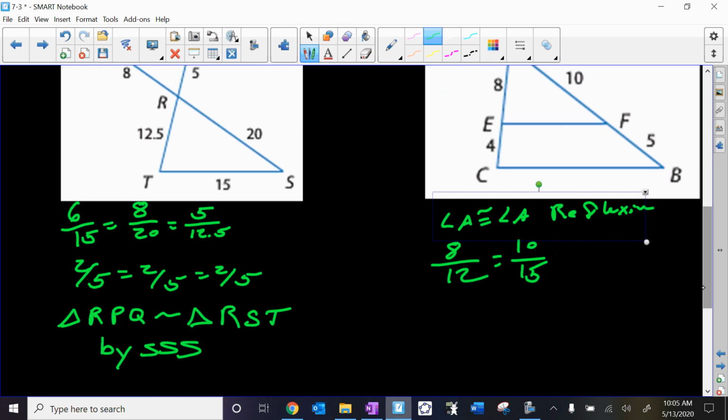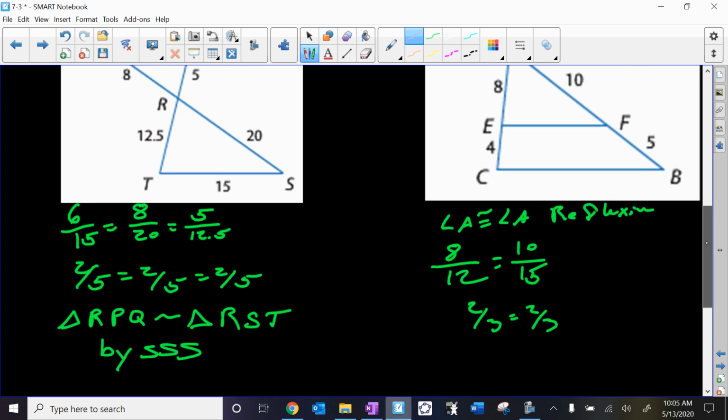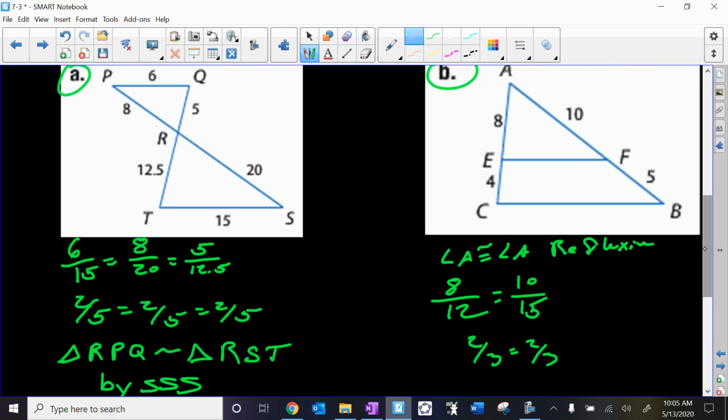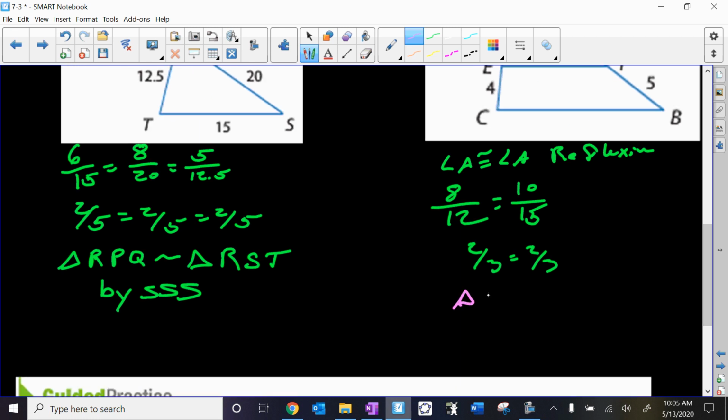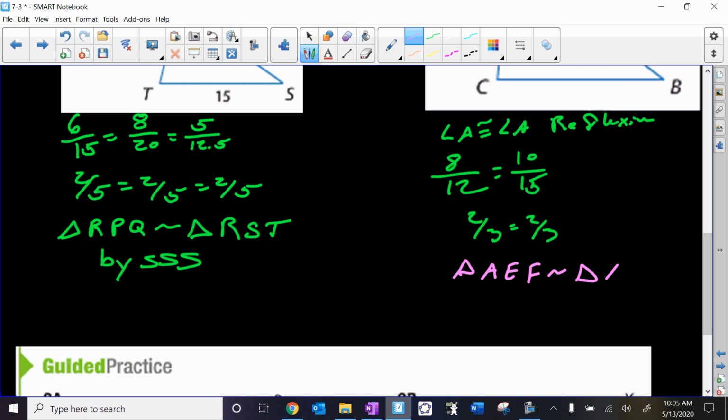If we reduce these, they come out to 2/3. Since I showed that 2 sides reduce to the same scale factor along with an angle measure that's between the 2 sides, we know our 2 triangles are similar. So we're going to say triangle AEF is similar to triangle ACB by side-angle-side.